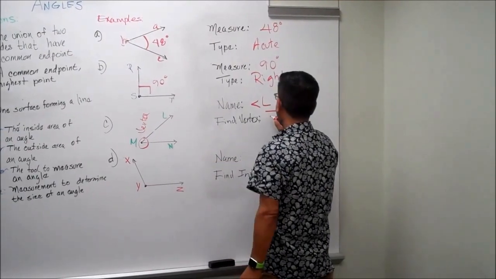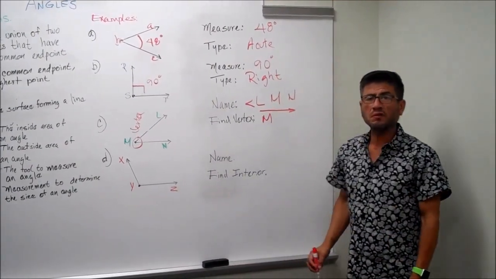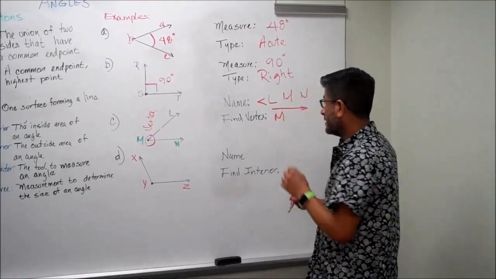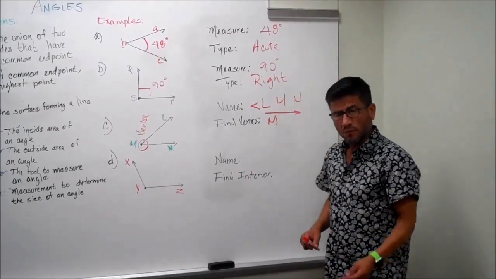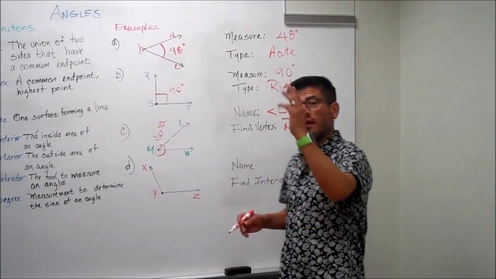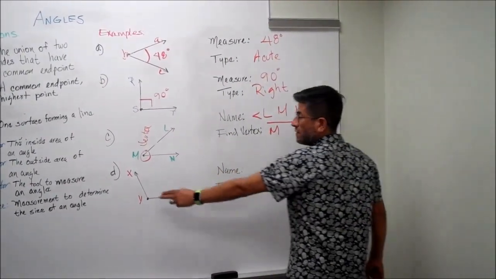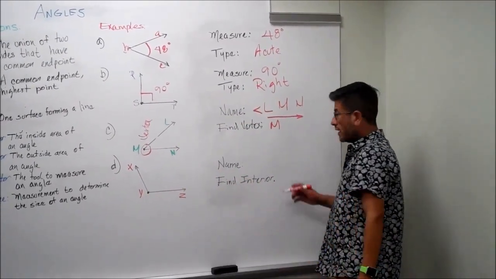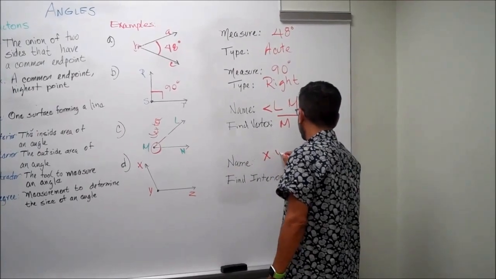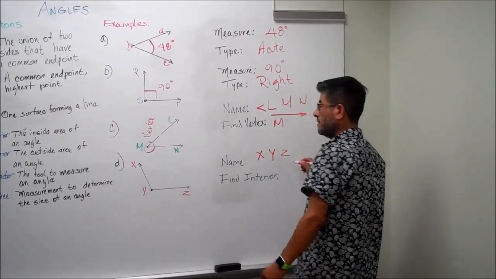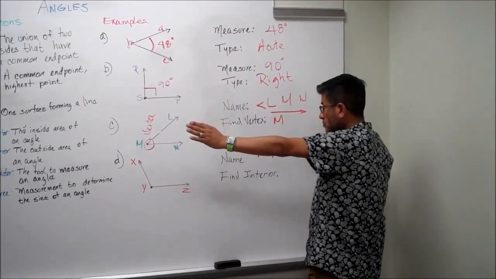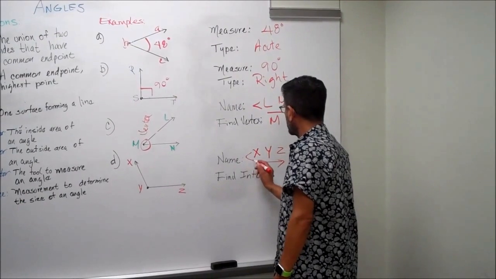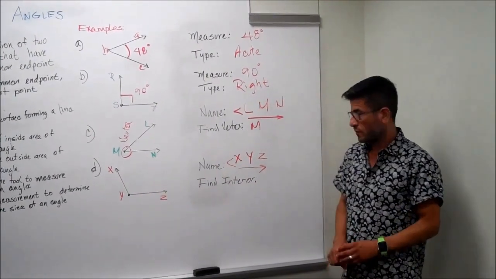And it's on the letter M. That's where your vertex is. On the last one, you see that it's asking us to name the angle again. Remember from the last one, we go from left to right. And we have X, Y, Z. So the name is going to go like this: X, Y, Z, and you went from left to right. Little arrow right here, and the little symbol to tell you there's an angle.